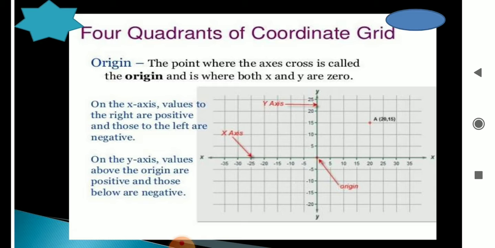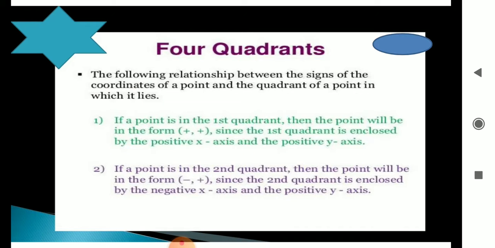The point where the axes cross is called the origin, and it's where both x and y are 0. On the x-axis, values to the right are positive and those to the left are negative. And similarly on the y-axis, values above the origin are positive and those below are negative. So upward positive, downward negative. Similarly on the x-axis, right hand side of the origin is positive and left hand side is negative.